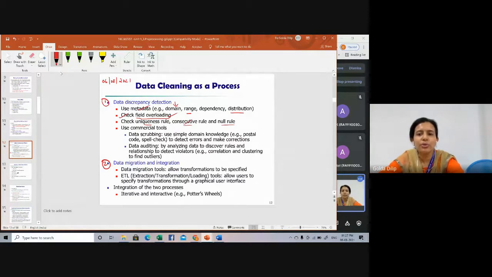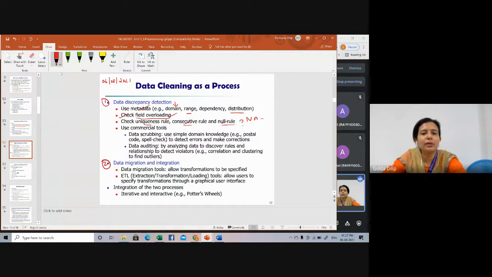Then of course you have your null rule. When we say null, cases like blanks, question marks, special characters, and all these things should be taken care of. Or we'll have to specify it as NA, not applicable, and how those values have to be handled. Everything should be clearly mentioned.